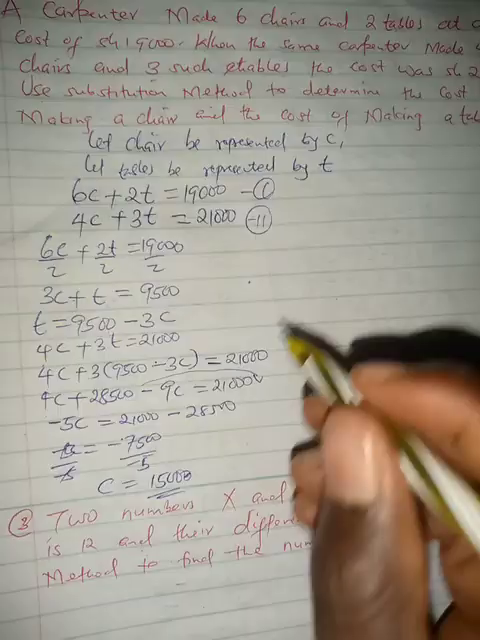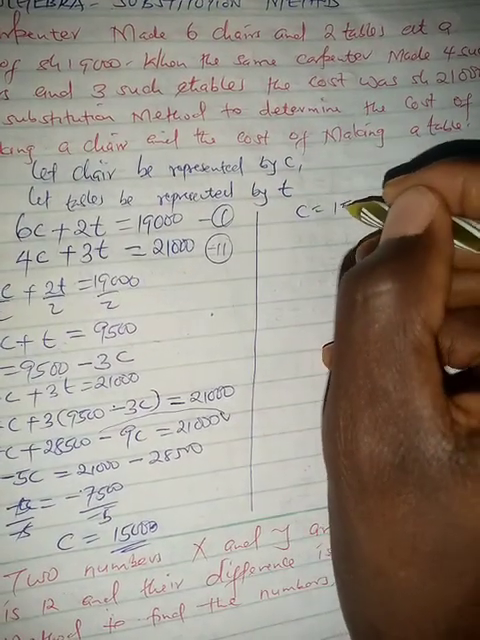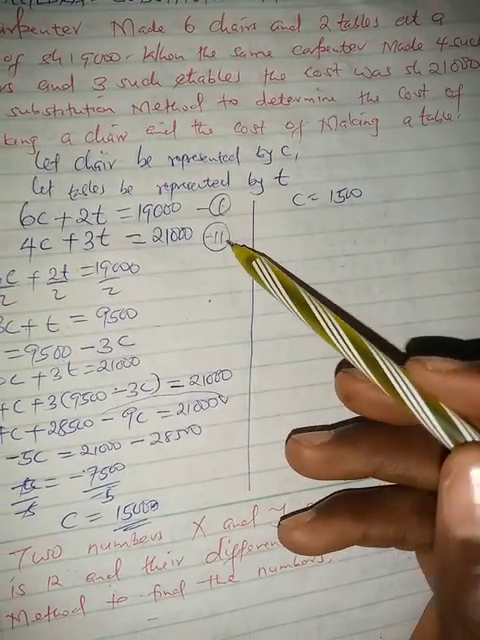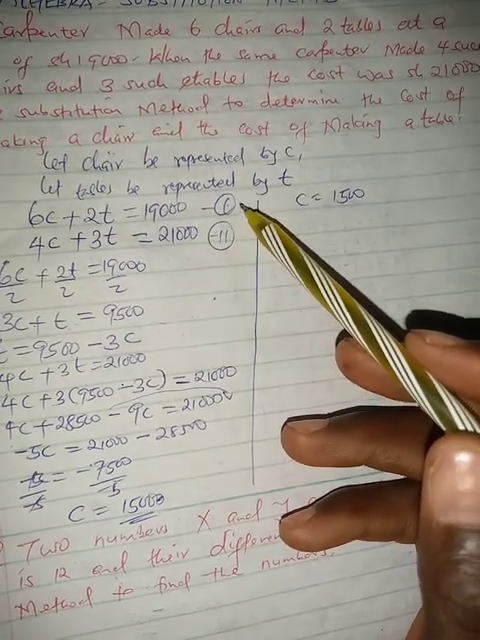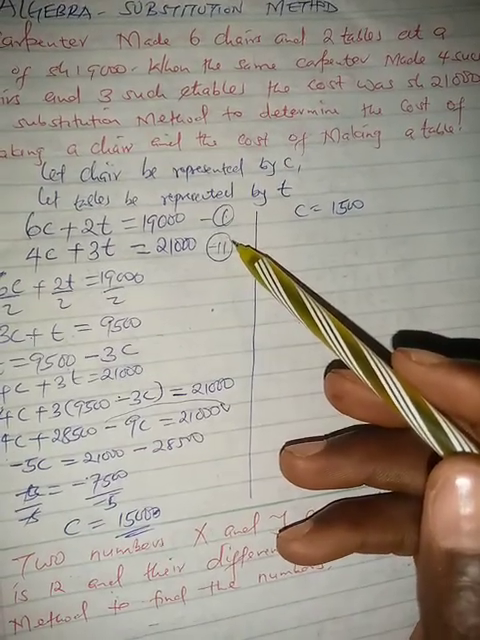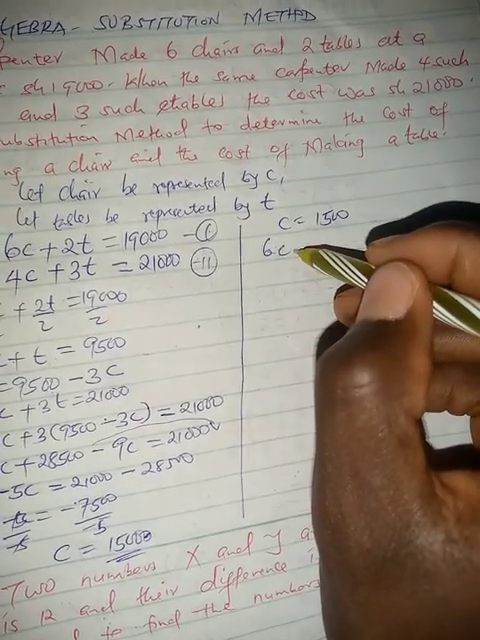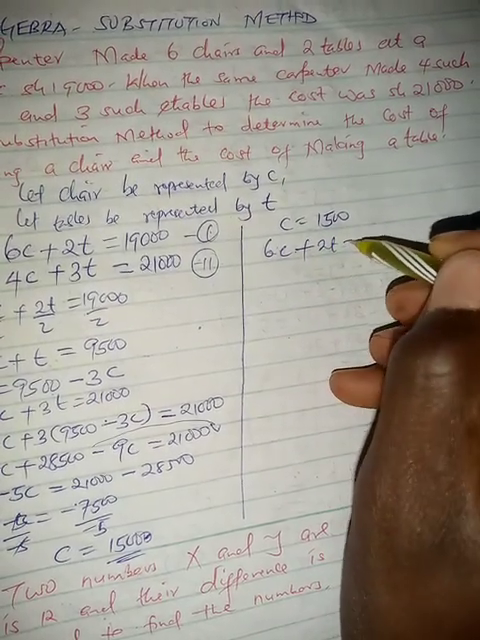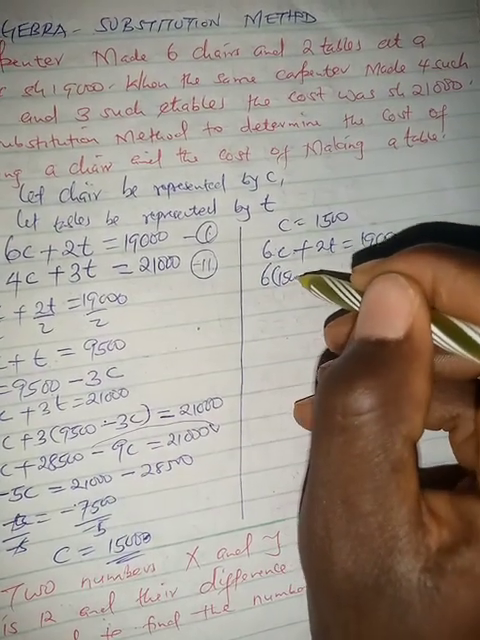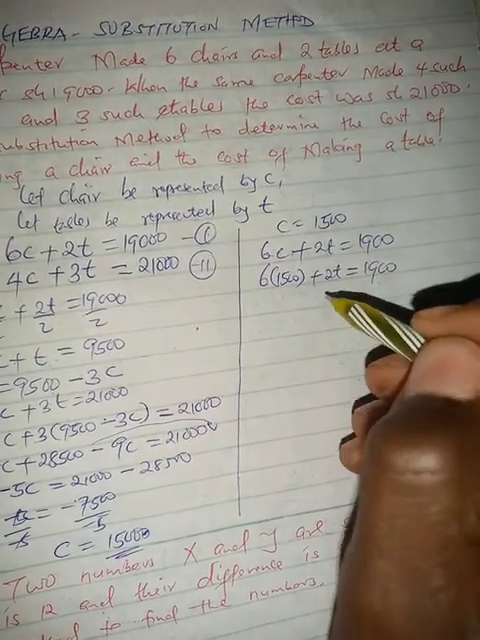C is equal to 1,500. Since C is equal to 1,500, now we substitute the value of C in either equation 1 or equation 2. Can we just choose the first equation that says 6c plus 2t is equal to 19,000, such that it will be 6 into 1500 plus 2t is equal to 19,000.